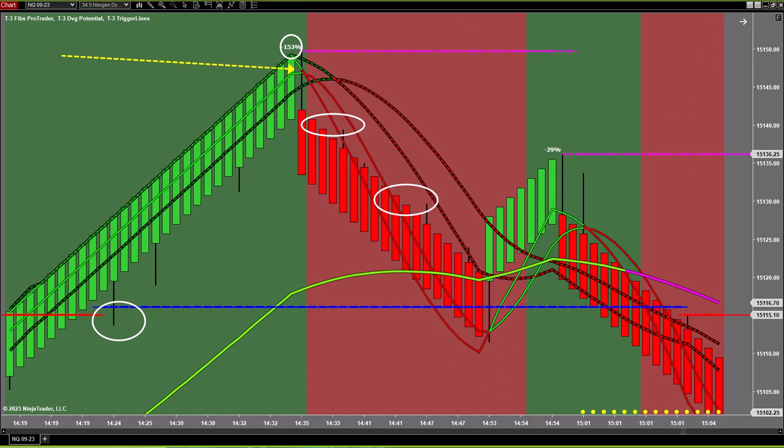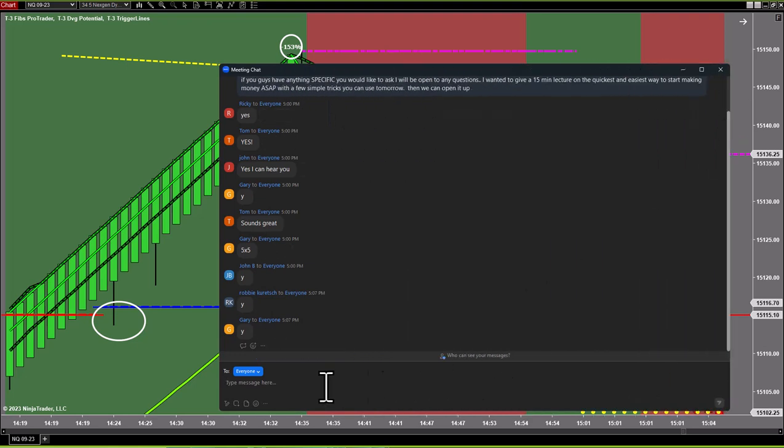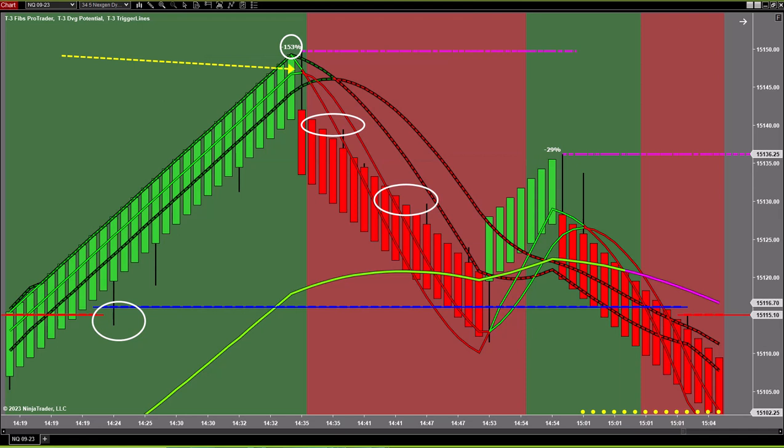So, look, I have the chat. If you guys haven't used the chat, you can click the box, pull it up. If you have questions, throw them in. I'm totally fine with questions. I don't have a real big agenda. My agenda is to just show you something simple and easy so you can start making some money as quick as possible.